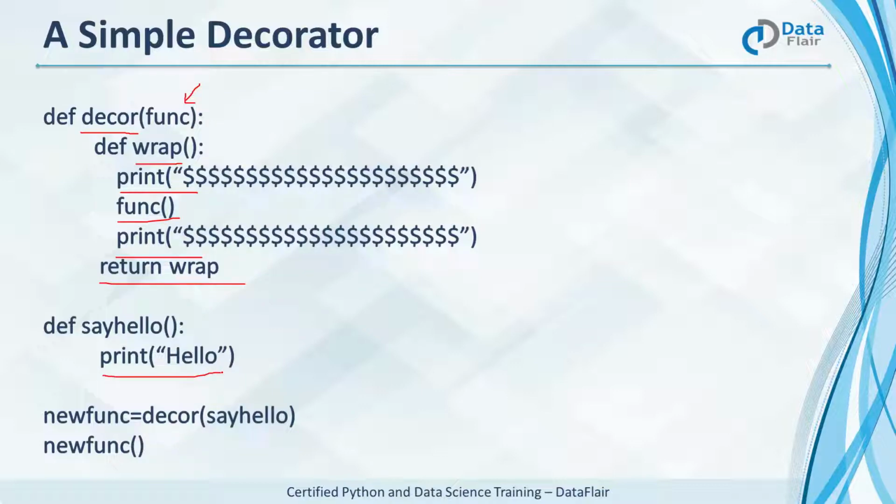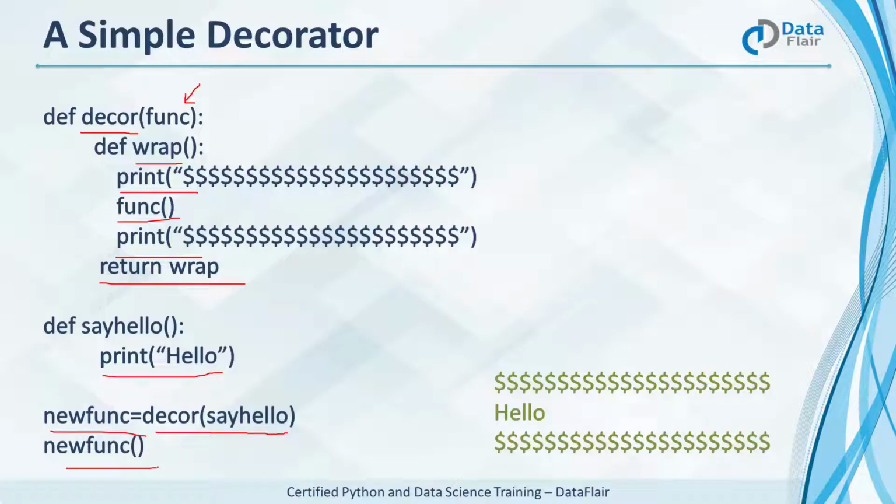Now we make a call to decor with sayHello as argument, since it takes a function as an argument, and call this newfunc. Finally, we make a call to newfunc. As you can see, this prints out two lines of dollars and the output of the function sayHello between them.